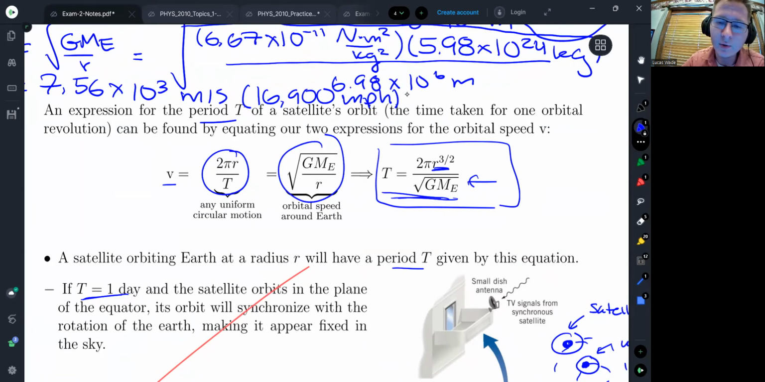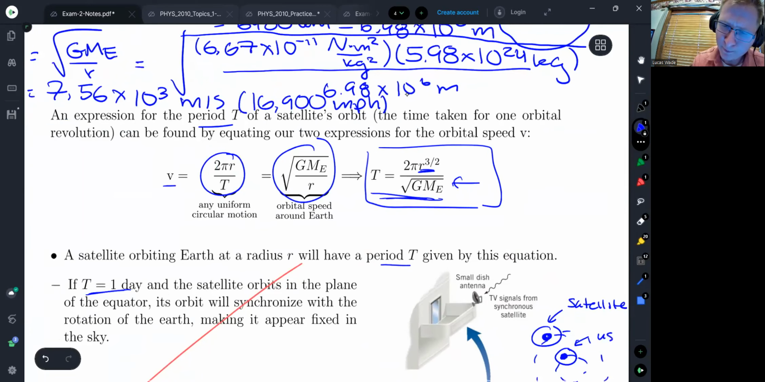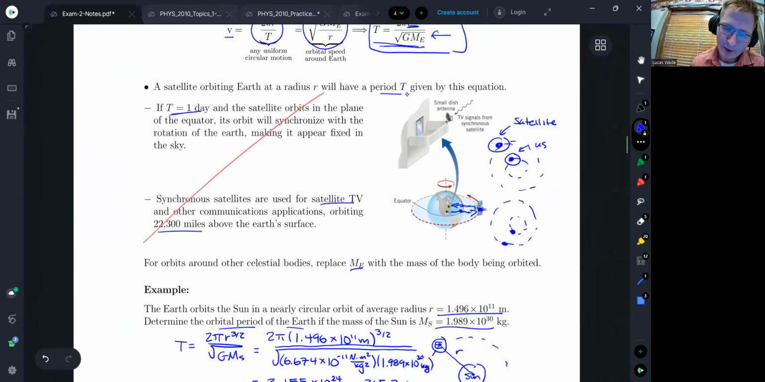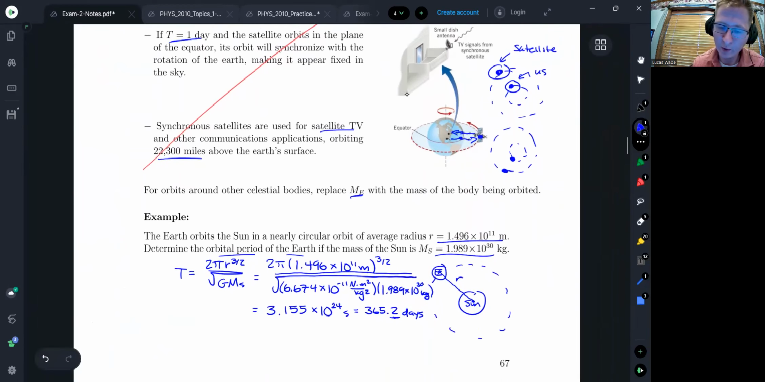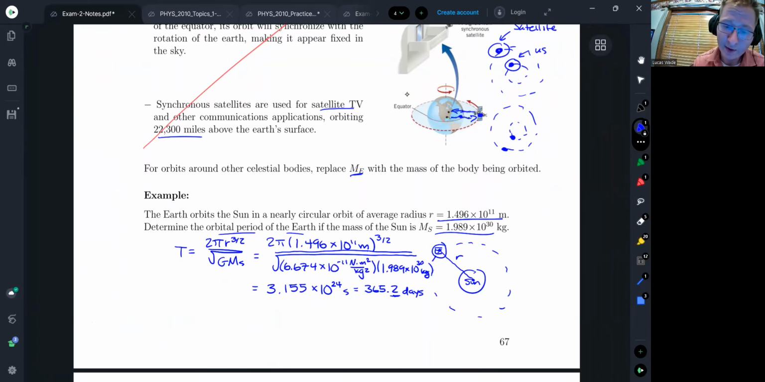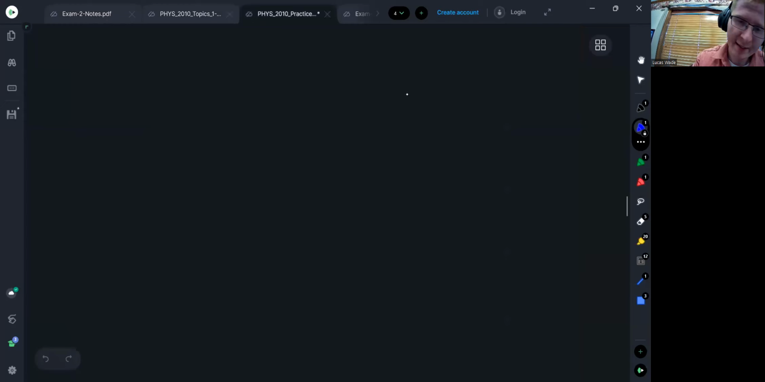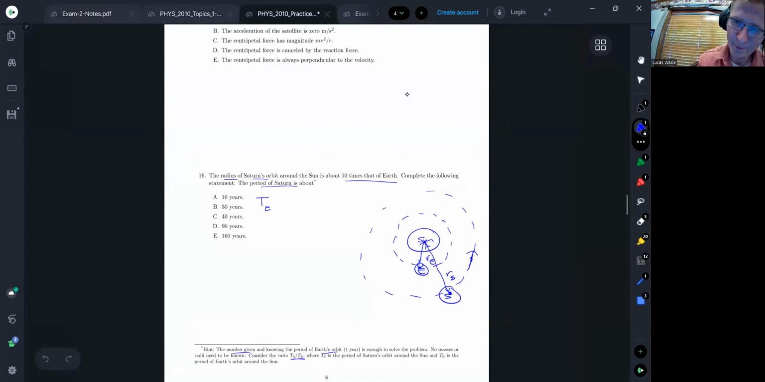So let's see if that will be useful to us. And then we said that if the satellite's orbiting around another celestial body instead of Earth, we replace the mass of the Earth with the mass of whatever is being orbited. So for instance, with the Earth orbiting the sun, we replaced the mass of the Earth with the mass of the sun here. Okay, so let's apply that over here.